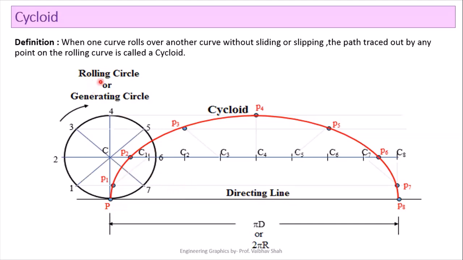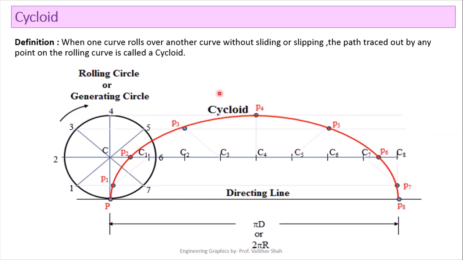Second, this is your rolling circle or generating circle. This is the circle which actually rolls over this straight line, so it is known as your rolling circle. It can also be known as your generating circle. Why generating circle? Because with the help of this circle, we have this curve generated. Now this arrow shows the rotation direction of this wheel. It rotates in the clockwise direction.